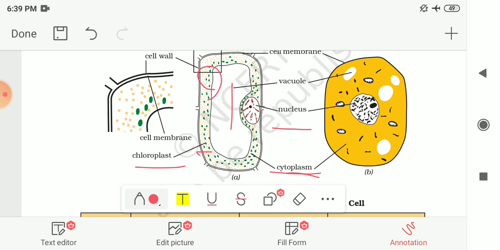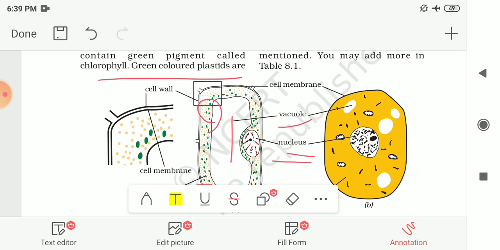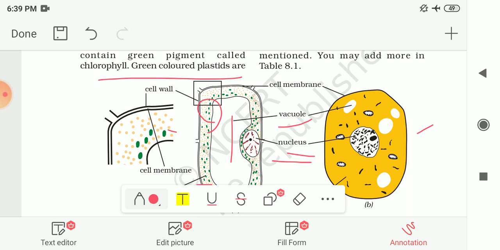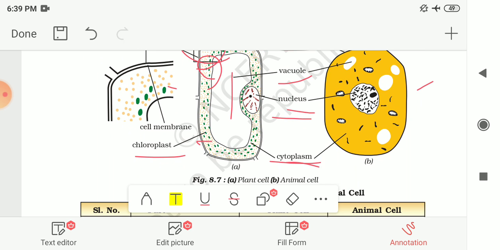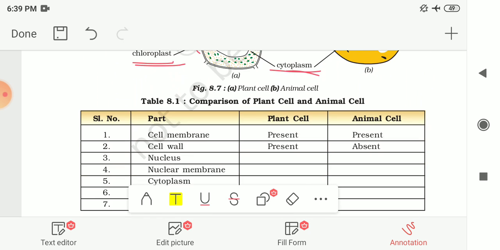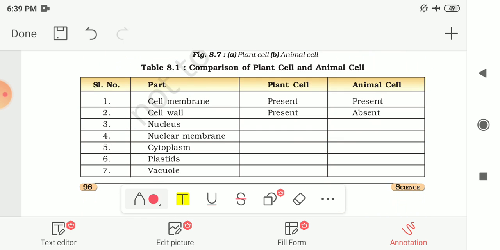Cytoplasm is in both the cells. Nucleus is there, vacuoles are there. You can see the vacuoles in the animal cell are smaller as compared to the plant cell. This one is the animal cell, this one is the plant cell. This is known as the cell membrane. This, combined, is known as the cell wall, which is absent in the animal cell. And here you had already seen this one is the chloroplast. So here one table is given to you for the comparison of plant cell and animal cell. Now let me see the answer for this table.